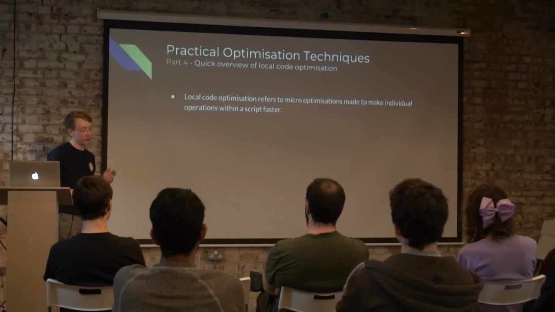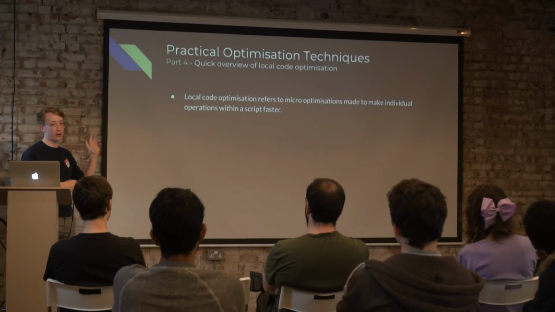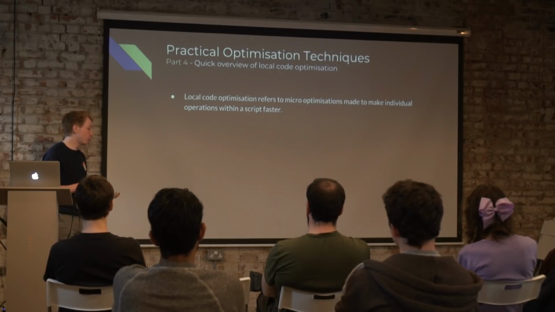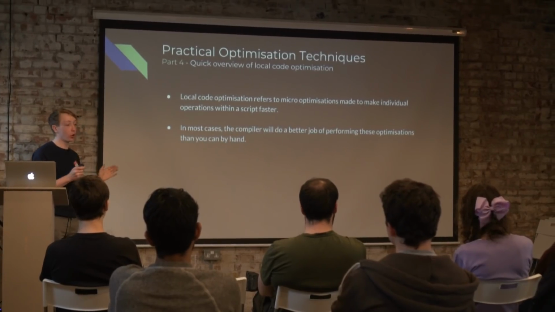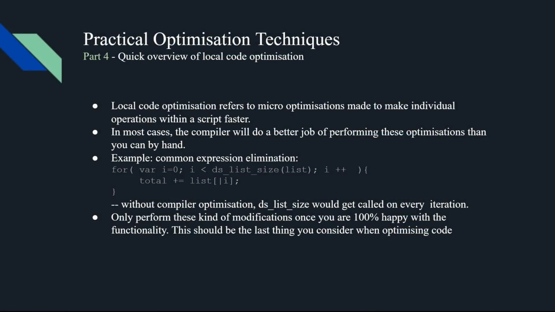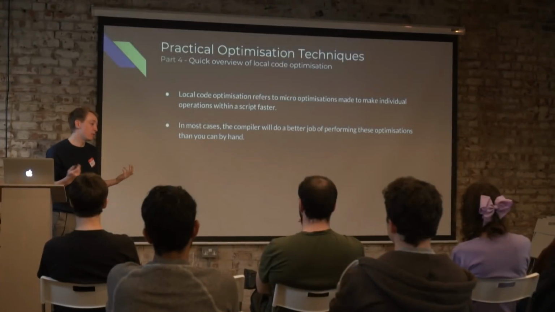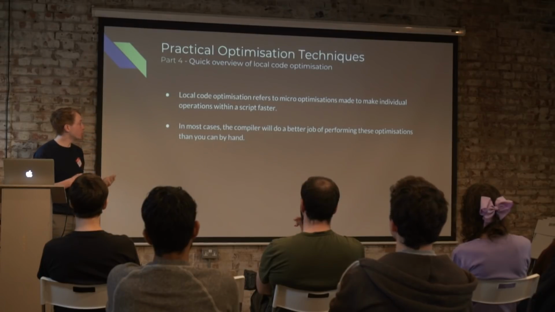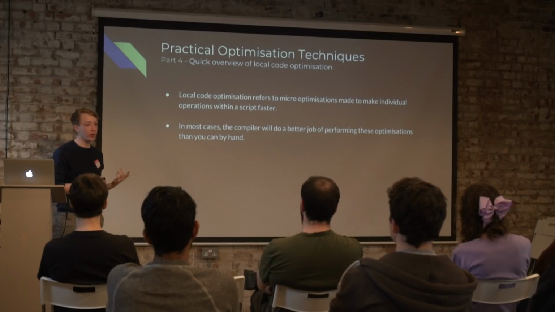The final thing, this is probably weird that I'm mentioning this last, but local code optimization is probably the very, very last thing you should consider when optimizing. And this refers to things like if you've got some bit of code that's repeated twice. So for example, you're doing A plus B, and then later on in your code, you're doing A plus B again. This is kind of stuff that mostly gets optimized away by the compiler anyway.